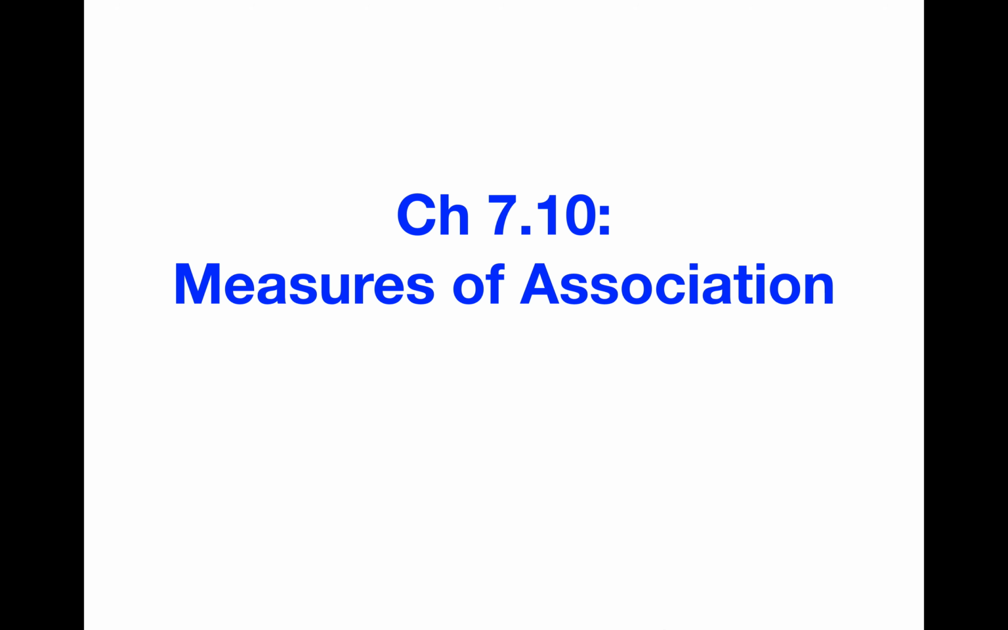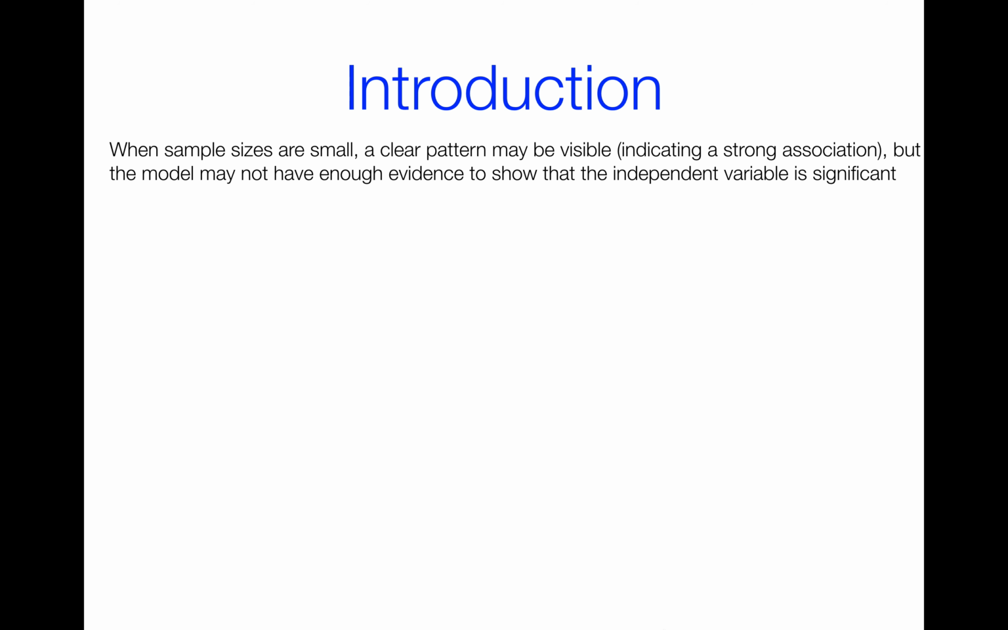Welcome back. We are now in Chapter 7, Section 10, which is called Measures of Association. Why are these important? Well, when your sample size is small, a clear pattern may be visible, so you may look at a graph and see indicators of a strong association between your explanatory and response variable. But then when you perform a hypothesis test, your model may not have enough evidence to show that the independent variable is significant.